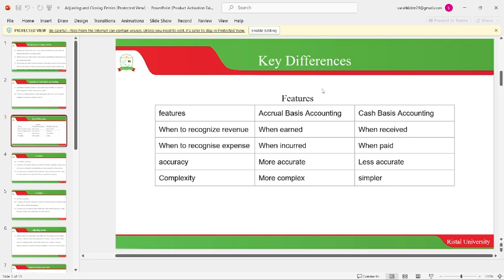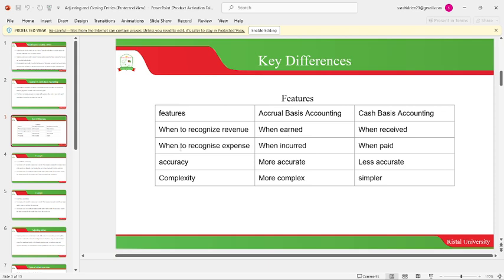So let's look at the key differences. We have the features: accrual basis and cash basis. First, when revenue is recognized. Under accrual basis, revenues are recognized when earned. Whenever you earn the revenue, that's when you record it. But under cash basis accounting, you recognize revenue when you receive it. When you receive the revenue, that's when the organization recognizes that it has a revenue.